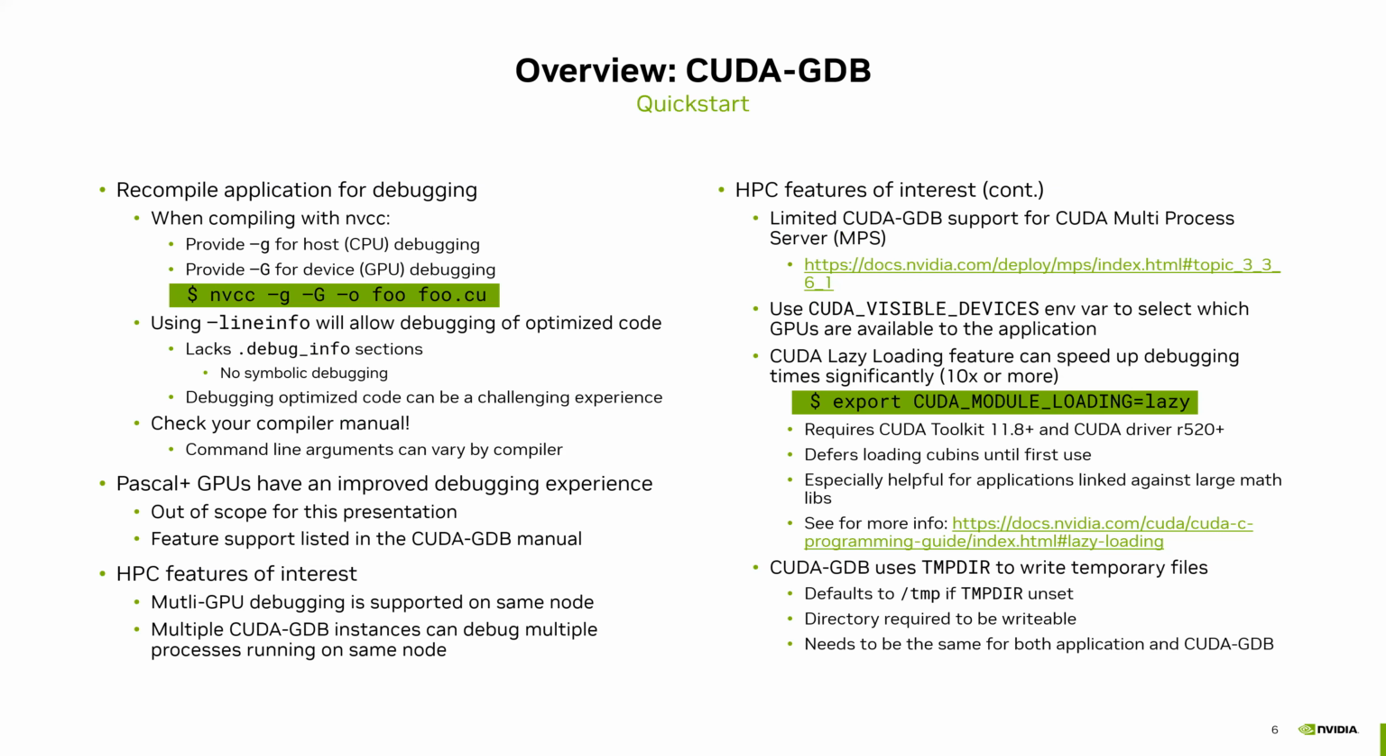All right, so let's talk about quick start. The first thing you need to do when you want to debug your application is you need to recompile your app for debugging. When you're compiling with NVCC, this means you need to provide a lowercase g for host or CPU debugging, and you need to provide a capital G for device side debugging. And you can see here's putting it together in a single NVCC invocation.